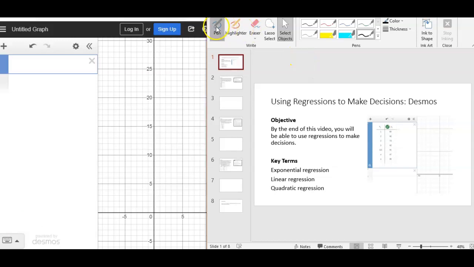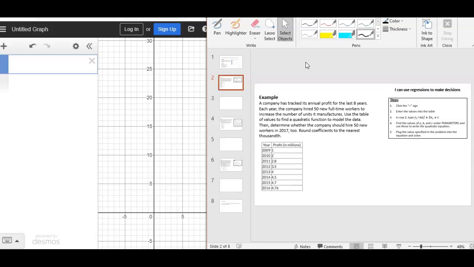So in this video, we're going to talk about how to use regressions to make decisions in DESMOS. In this example, it says the company has tracked its annual profit for the last 8 years. Each year, the company hired 50 new full-time workers to increase the number of units it manufactures. Use the table of values to find a quadratic function to model the data, then determine whether the company should hire 50 new workers in 2017.